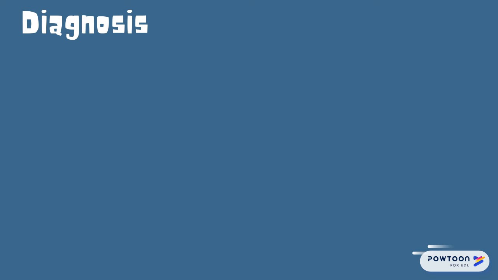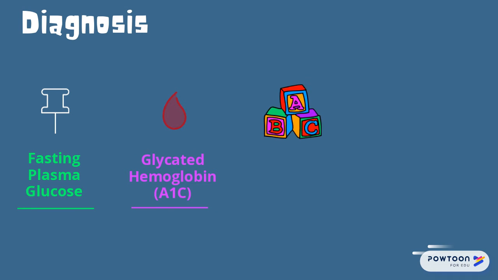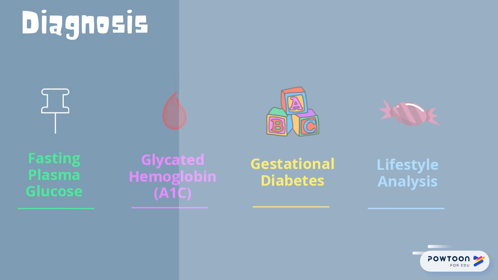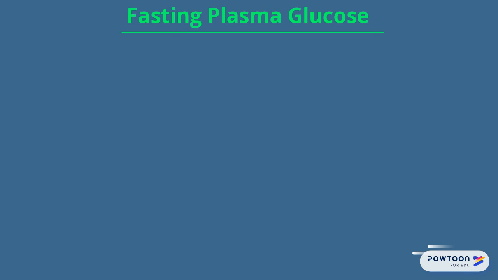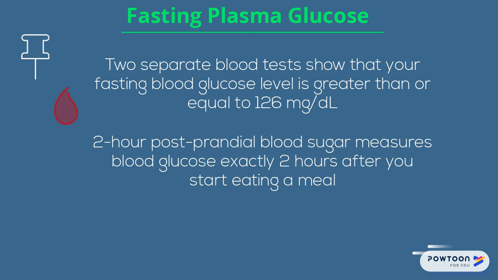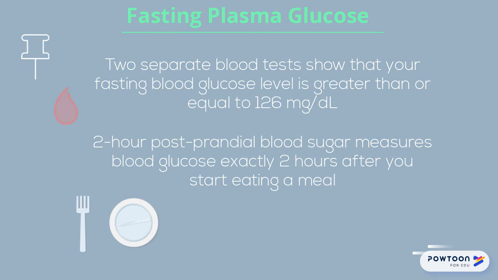There are 4 ways to diagnose diabetes: a fasting plasma glucose test, a glycated hemoglobin test, we can screen for gestational diabetes, and we can complete a lifestyle analysis. The diagnosis of diabetes is made when 2 separate blood tests show that your fasting blood glucose level is greater than or equal to 126 milligrams per deciliter. 2-hour postprandial blood sugar measures blood glucose exactly 2 hours after you begin eating a meal.